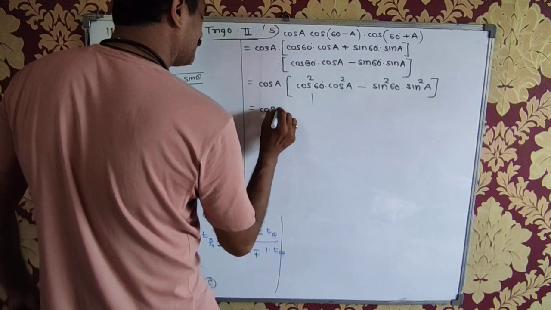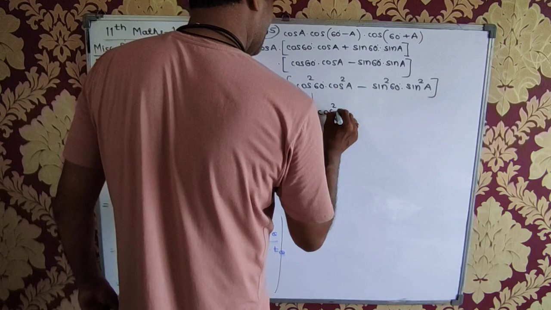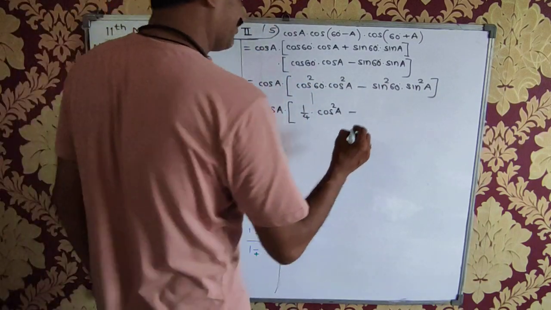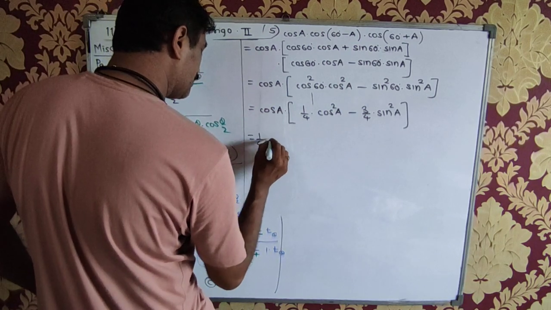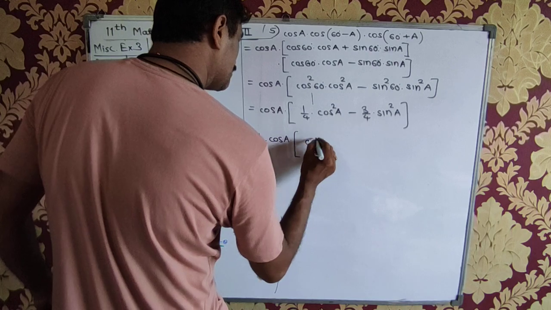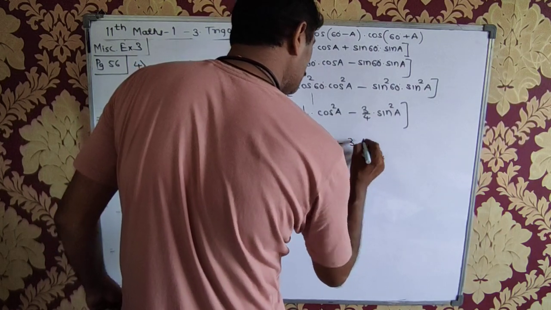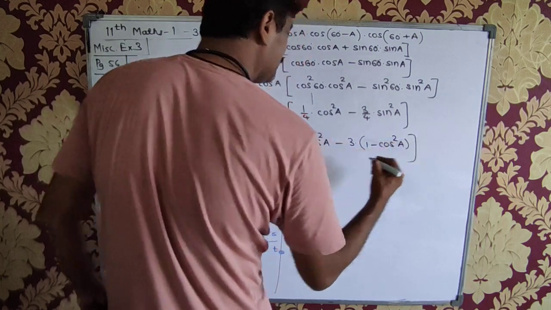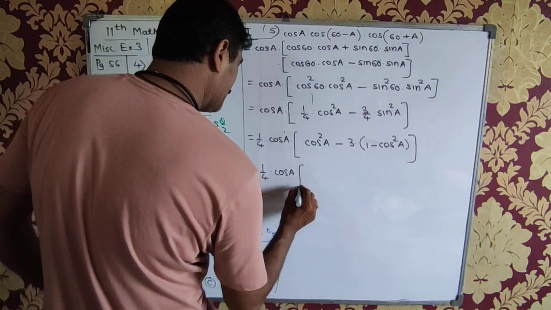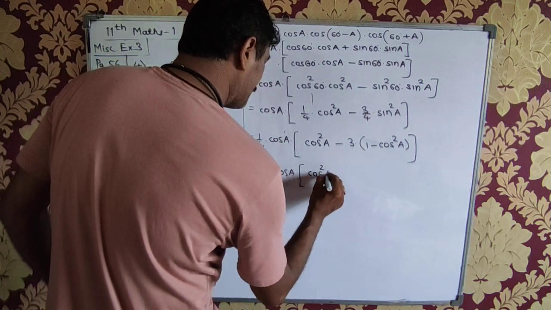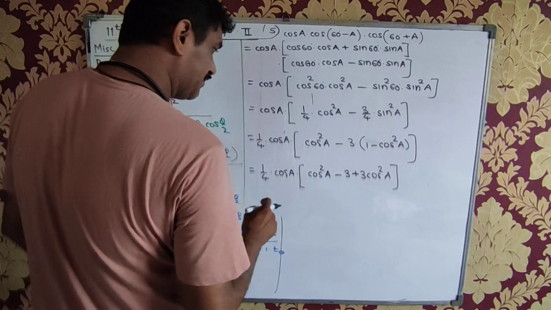Cos 60 kitna hota hai? Cos 60 is half. Cos square is 1 by 4, into cos square A. Minus sin 60 is root 3 by 2, uska square 3 by 4, 3 by 4 sin square A. 1 upon 4 out. So this is 1 upon 4 cos A into cos square A minus 3 times sin square A. Sin square is equal to 1 minus cos square. You see? So that is equal to 1 upon 4 cos A as it is into cos square A minus 3 plus 3 cos square A.